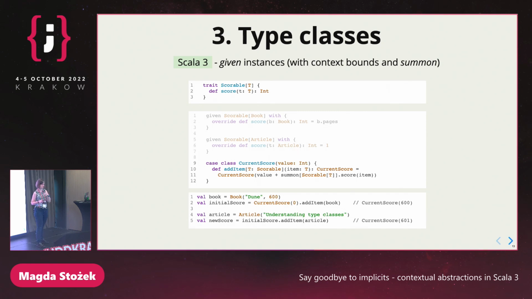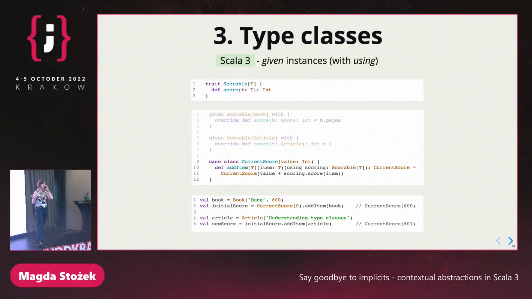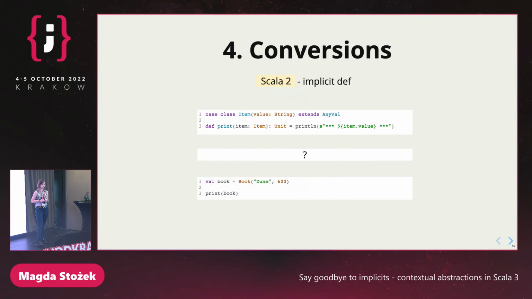And if you prefer the other way of writing this, then you can also use an implicit parameter list with this using keyword and use the score by the name of the scorable behavior. So these are type classes. The next use case are implicit conversions.